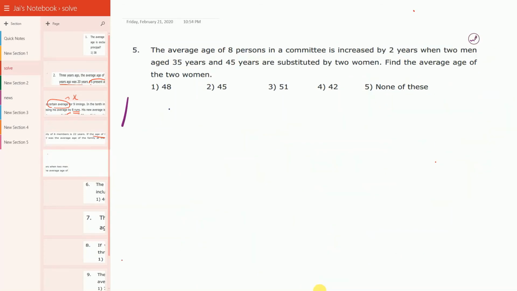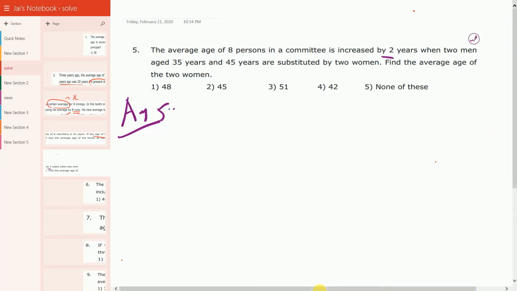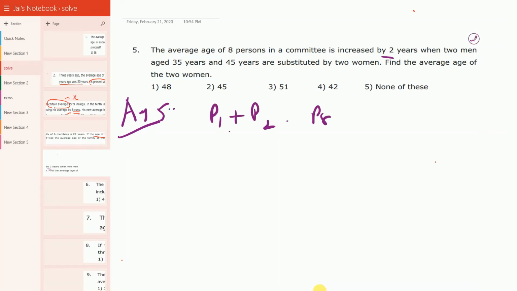Okay, now moving on to the next question. The average age of 8 persons is increased by 2 years. Okay, when two men aged 35 years and 45 years are substituted by two women. Let me assume the persons to be P1, P2 up till P8. It is increased by 2 years. So let me assume the old average to be X.